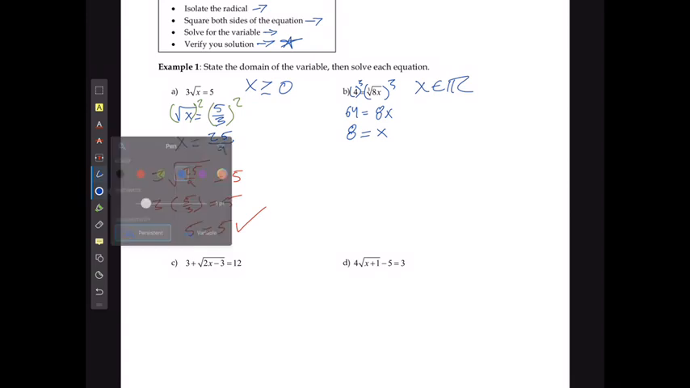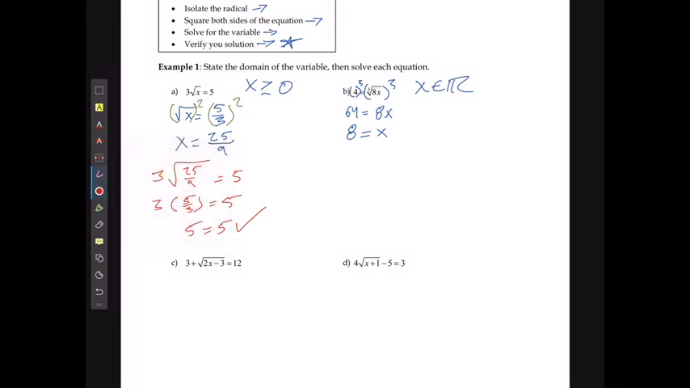And once again, I'm just going to verify that that actually works. 4 is equal to the cube root of 8 times 8, or 4 is equal to the cube root of 64, and the cube root of 64 is 4, and everything is working.